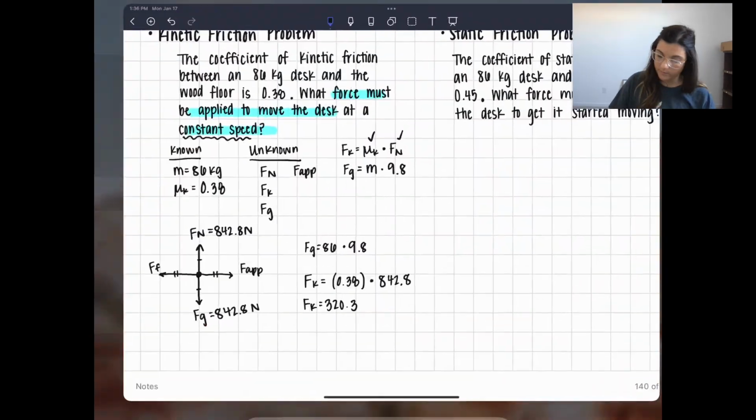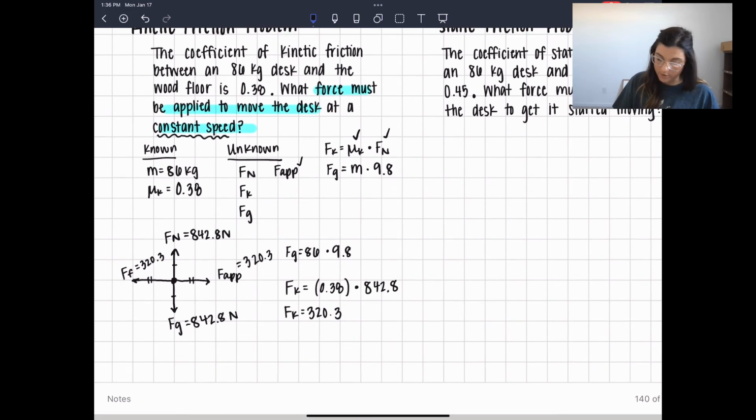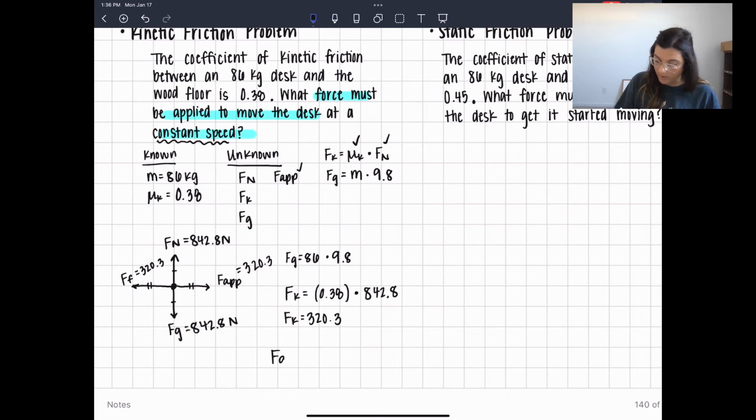Yeah, I did. Okay, so if this is my friction, then that must mean my applied force is the same thing, because those two forces are balanced with each other. So I guess I've got my answer to the question. What force must be applied to move the desk? That's my applied force. I just solved for that at a constant speed. Perfect. I'll just write it down and box my answer. My applied force is 320.3 newtons.